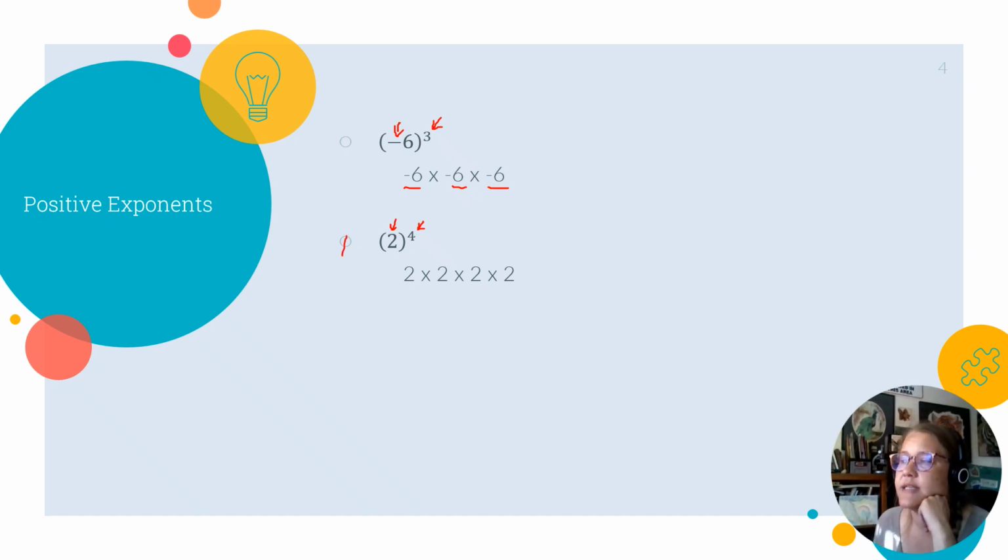Down here in the second one, we have a positive 2 to the fourth power. Again, I don't know a fancy name. If anybody knows, let me know. So what that means is, scratch everything I just said, we're going to multiply positive 2 by itself 4 times. If we expand that out, that gives us positive 2 times 2 times 2 times 2.